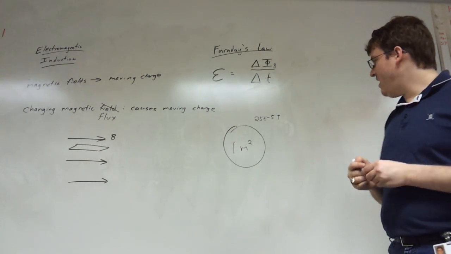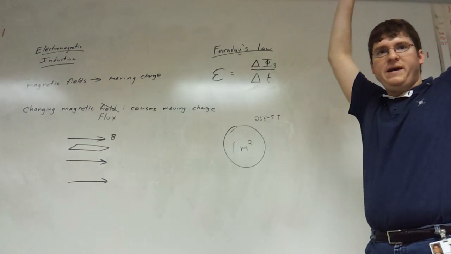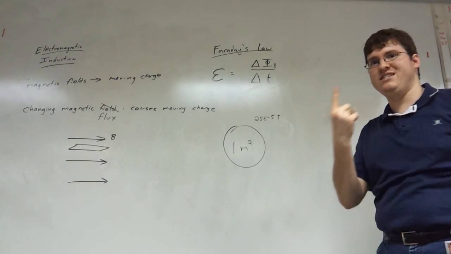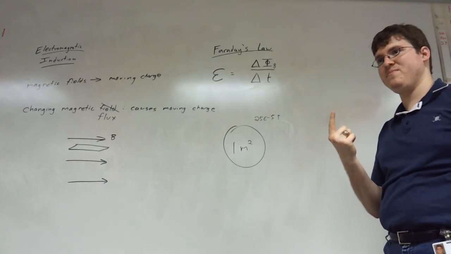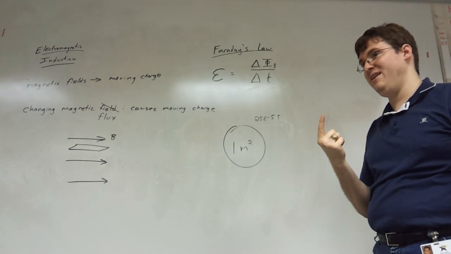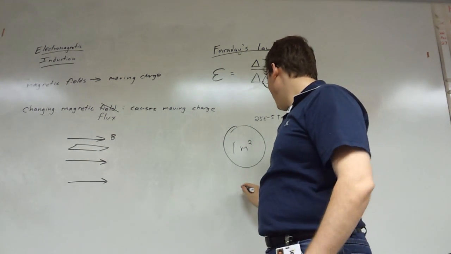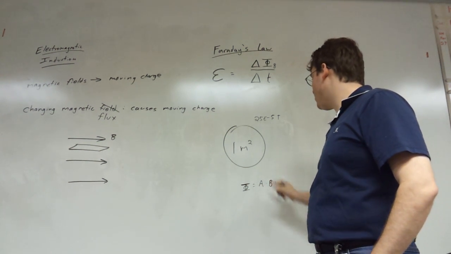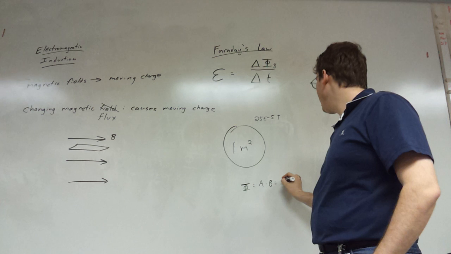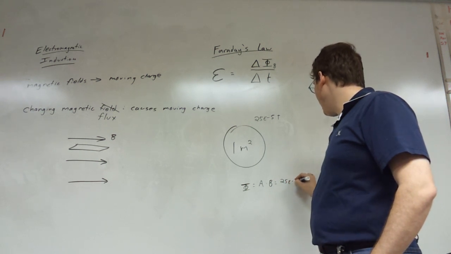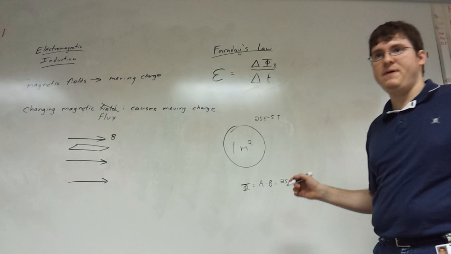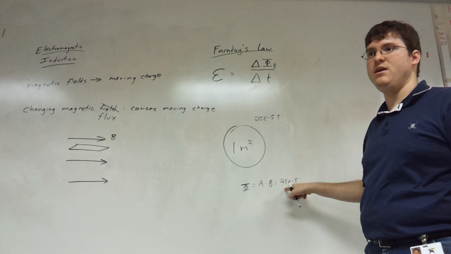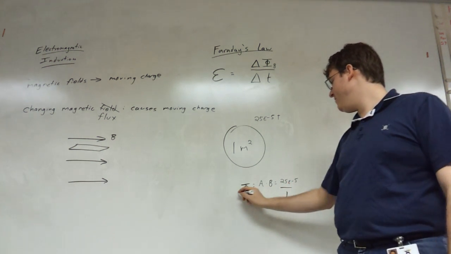So let's say I've got this loop of wire out in space where there's no magnetic field, and then I bring it down to Earth in 1 second. Is it going to be a huge EMF? Think about it. Flux is area times magnetic field, so it's 1 times 25 e negative 5. Out in space, there's nothing, right? So we're going from 0 to this in 1 second. So divide by 1 second.